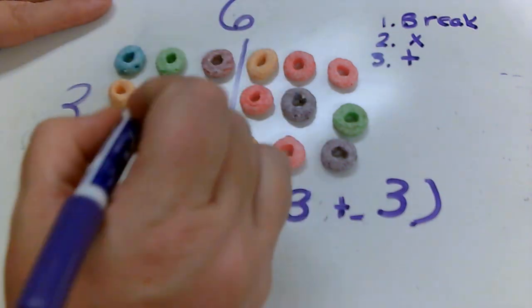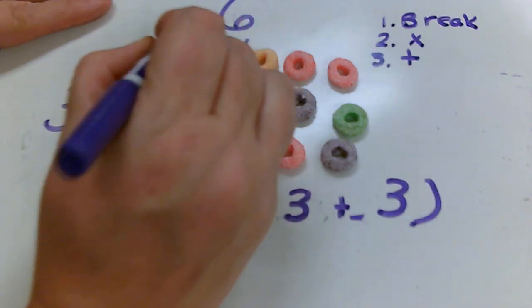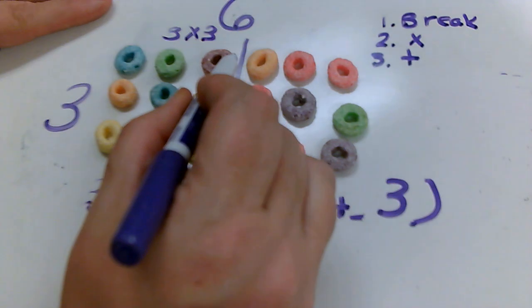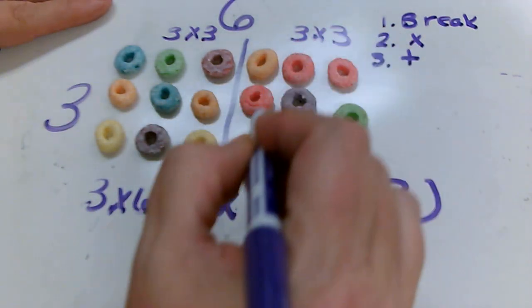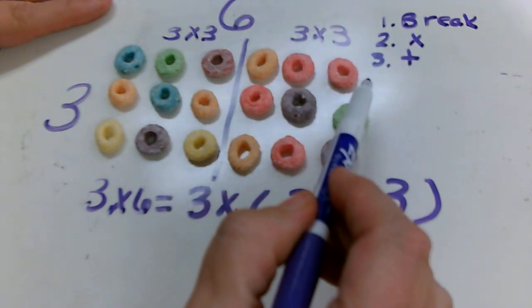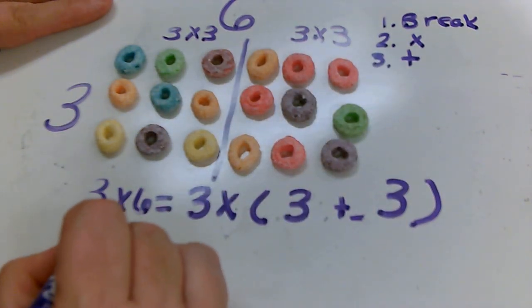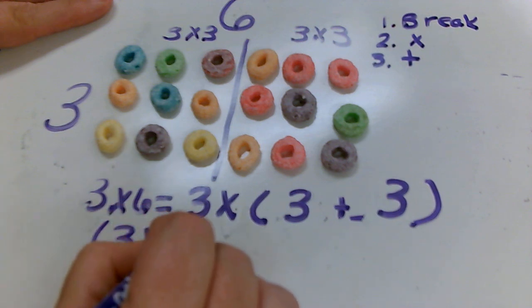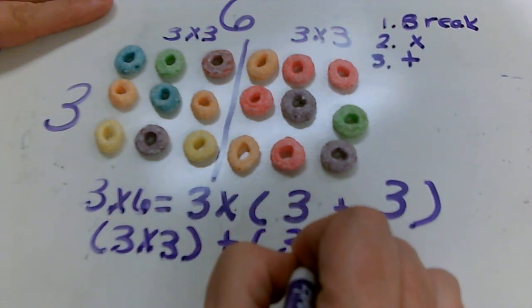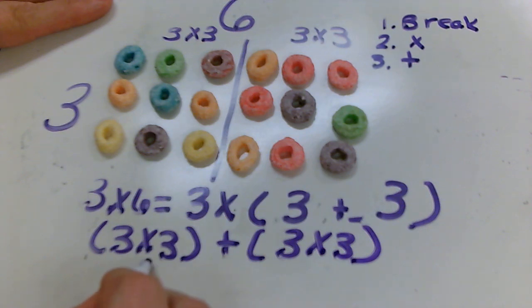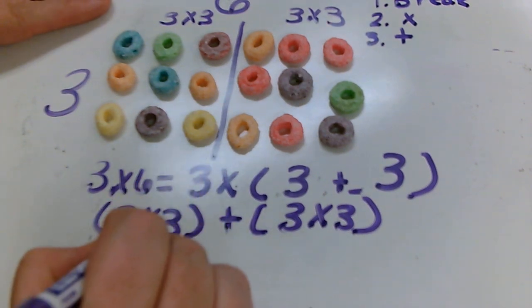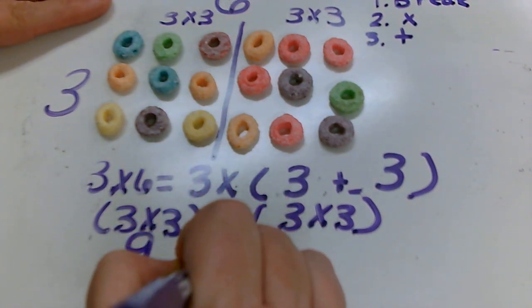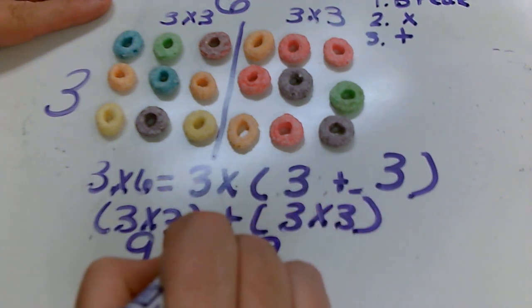So this is now 3 times 3, right? 1, 2, 3, 1, 2, 3. This is now 3 times 3. 1, 2, 3, 1, 2, 3. Now I'm going to multiply. So 3 times 3 plus 3 times 3. 3 times 3, figure it out, pause the video. You should have put 3 times 3 is 9 plus 3 times 3 is 9.